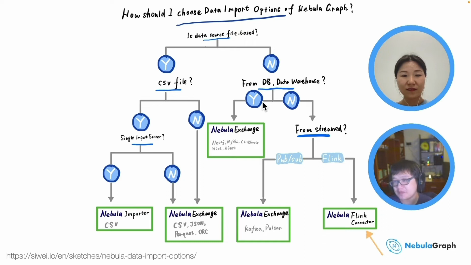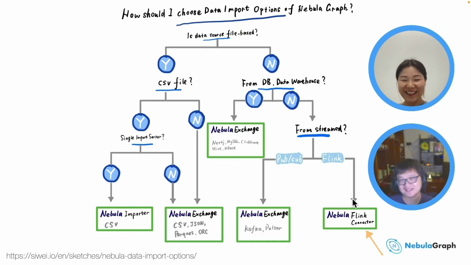Regarding stream data, if you are importing data from a PubSub like Kafka or Pulsar, you will use Nebula Exchange. If you are importing data from Flink, you will use the Flink connector. So that's basically all the options that we can choose from. Lisa?